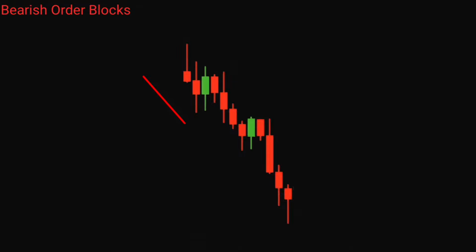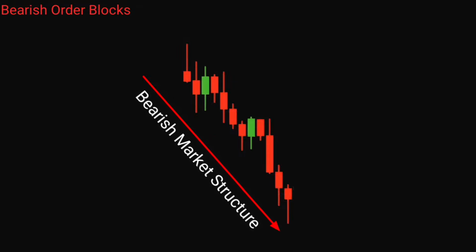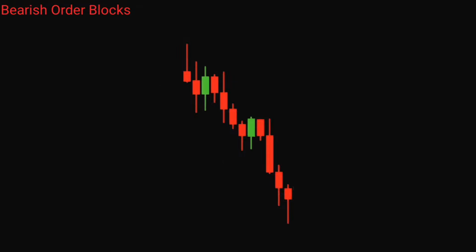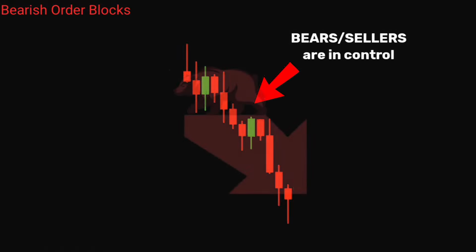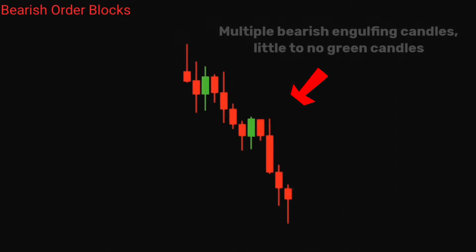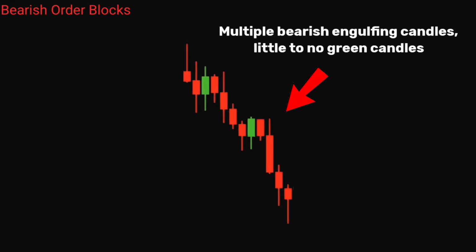In this example, market structure is clearly bearish. We're in a long-term downtrend with price forming lower lows and lower highs. Now here you'll see quite a significant drop with several red candles pushing the price down. In this drop to the downside, it's clear bears are in control, with price being pushed down aggressively by these bearish engulfing candles with very few green candles in between.